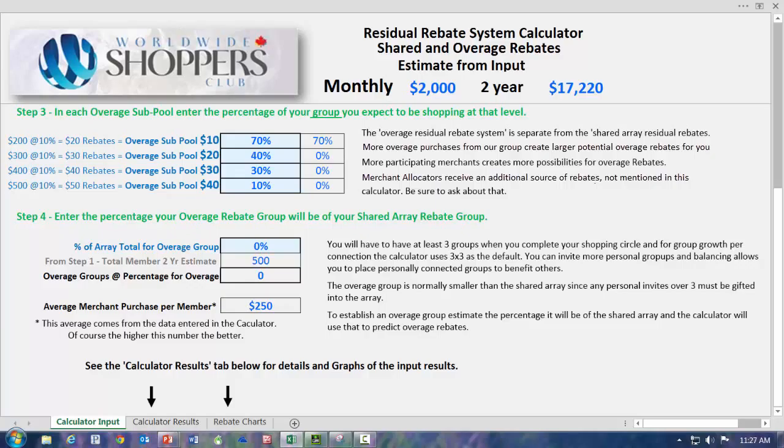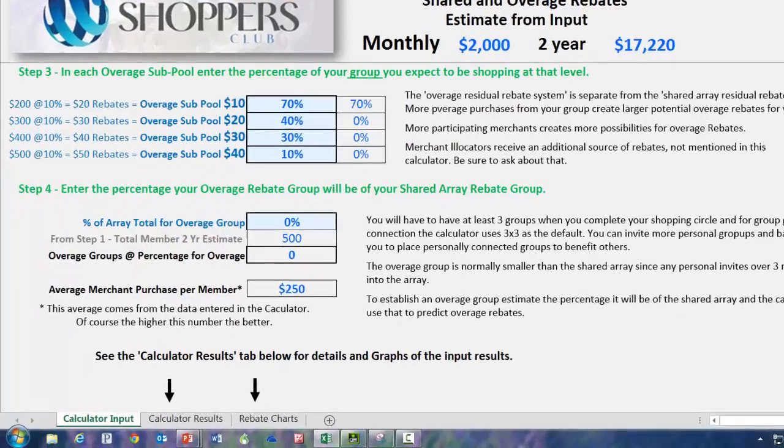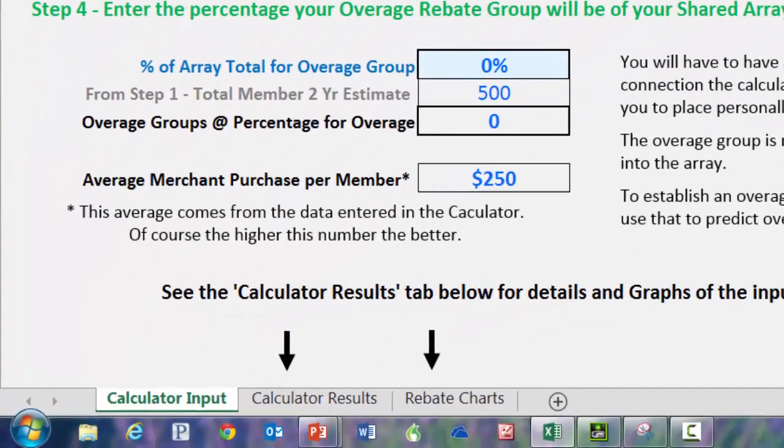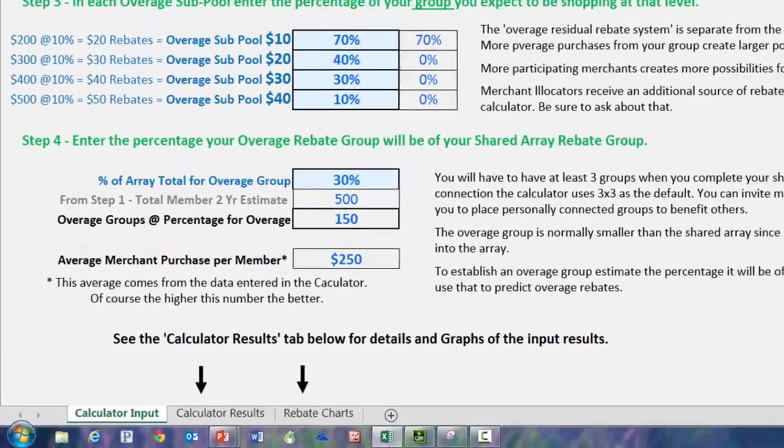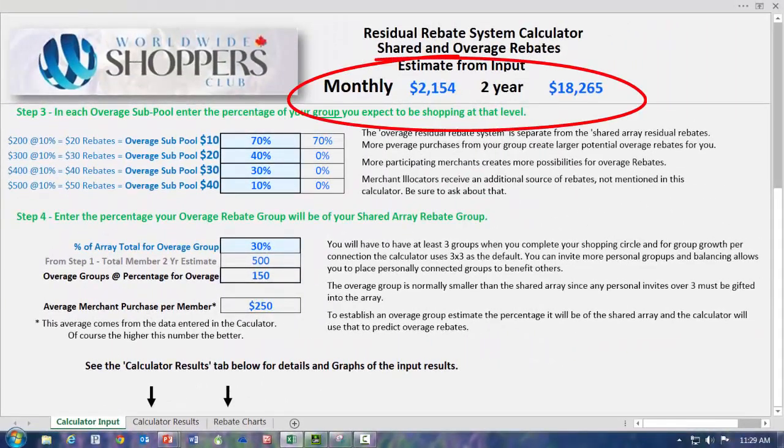So here it will be up for you to decide what the percentage would be and to play with the numbers. I'm going to start with a fairly large separation to say that your overage group is only going to be 30%. So we've just put in here for reference as your 2-year goal. This says that your overage group, based on the percentage that you put in here, is 150 active members. Now you can see that the calculator changed. It went up from 2,000 to 2,154. Let's go look at that on the graph.